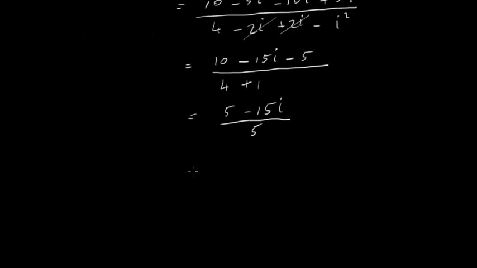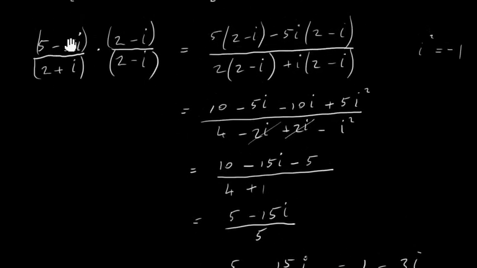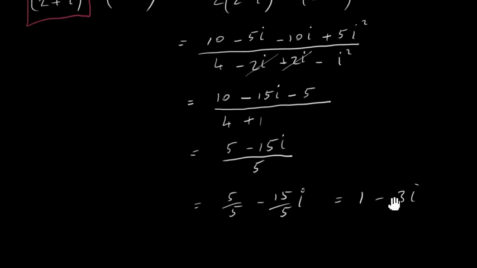So that's perfect. That just gives me 5 over 5 minus 15 over 5i, which is just simply 1 minus 3i. So when we divided these two, this little bit here is what we started with. We multiplied it by 1 in the form of 2 minus i over 2 minus i, and we got rid of the i's on the denominator, and we ended up with 1 minus 3i. And that's how you divide complex numbers.